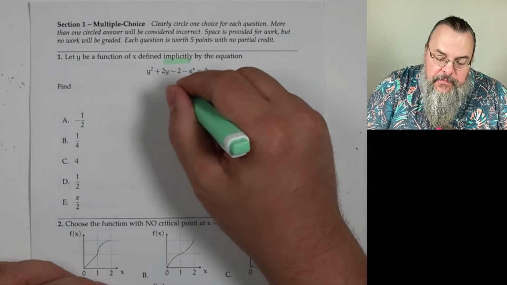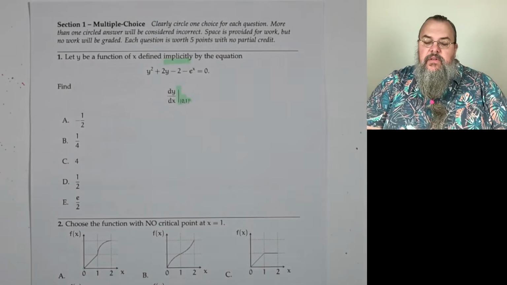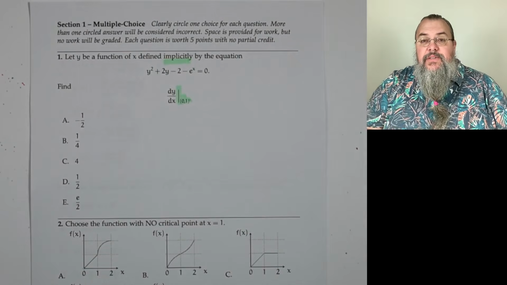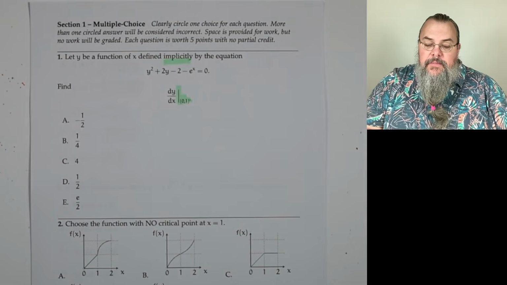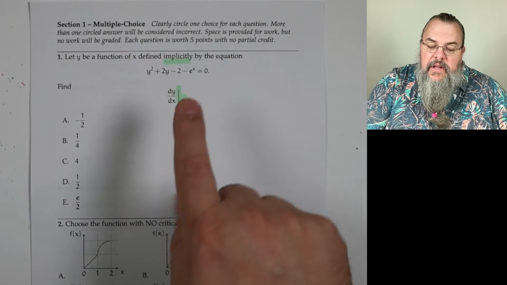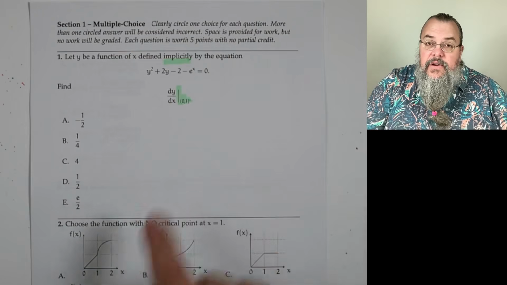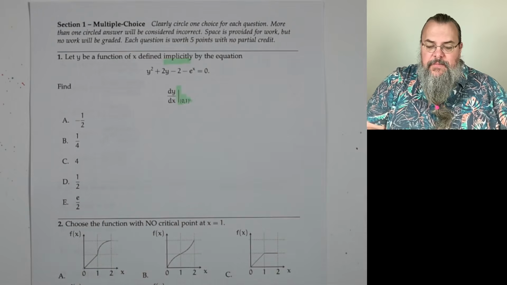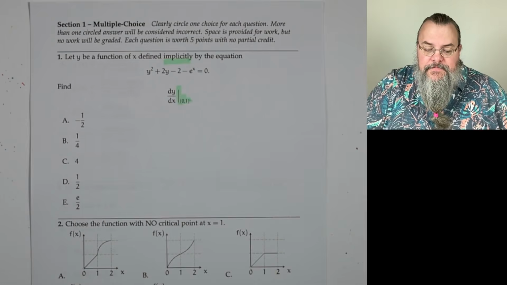This notation here means you're going to evaluate. So when you see a vertical bar, it's an evaluation. So we're going to find dy/dx, then we're going to evaluate it at (0, 1). So in other words, we're going to plug in x equals 0 and y equals 1.